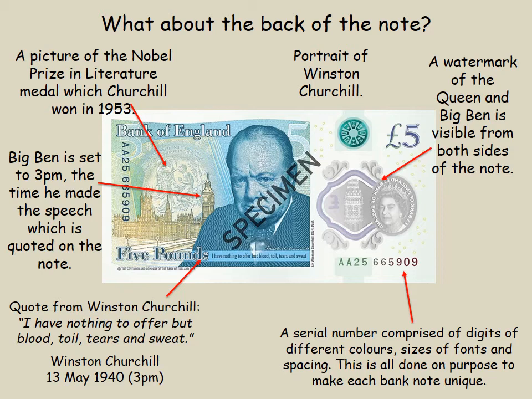You'll also notice that there is a watermark of the Queen, and Big Ben is visible from both sides of the note. And what you may or may not have noticed is right in the bottom right hand corner, there is a serial number, which is comprised of digits and of different colours, sizes of fonts and spacing. This is all done on purpose to make each banknote unique.